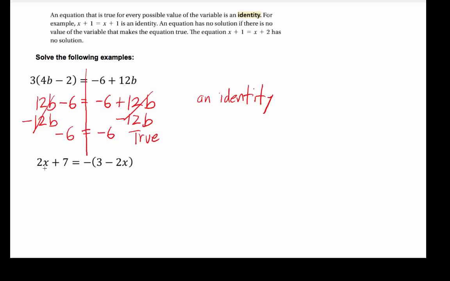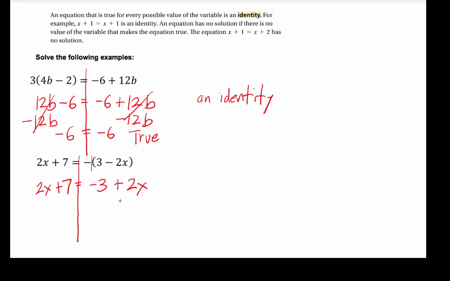Okay, if I were to solve this equation, on the left, I'm not going to do anything, no simplifying to do on the left side. Here, I've got a negative sign in front of parentheses. Remember, this is like a negative 1 here. So I'm going to distribute negative 1. Negative 1 times 3 is negative 3. Negative 1 times negative 2x is positive 2x. Only want one sign here. So then I look at this equation and I say, okay, both sides are simplified. 2x plus 7, negative 3 plus 2x.